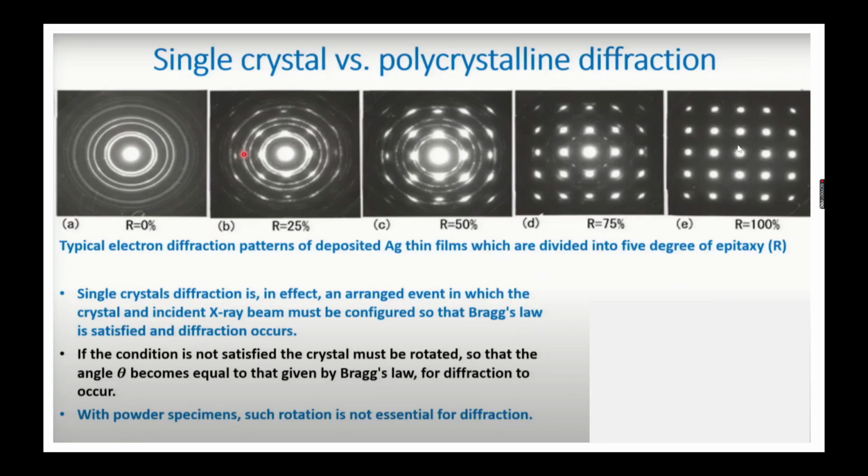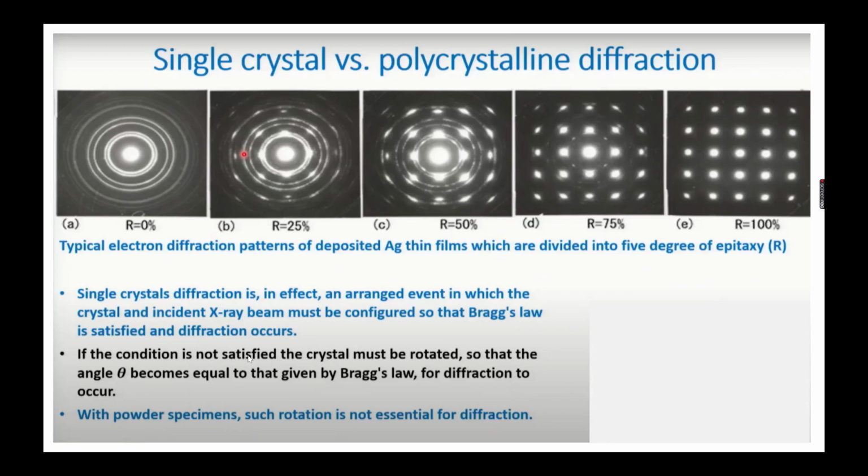But when you go from the single crystalline to the polycrystalline, you will get this kind of a ring pattern for the diffraction. Okay, so here in single crystal diffraction, the crystal and the X-ray beam must be configured so that Bragg's law can be satisfied, which I already said, and that's why the diffraction will occur. For the diffraction to occur, Bragg's law should be satisfied.